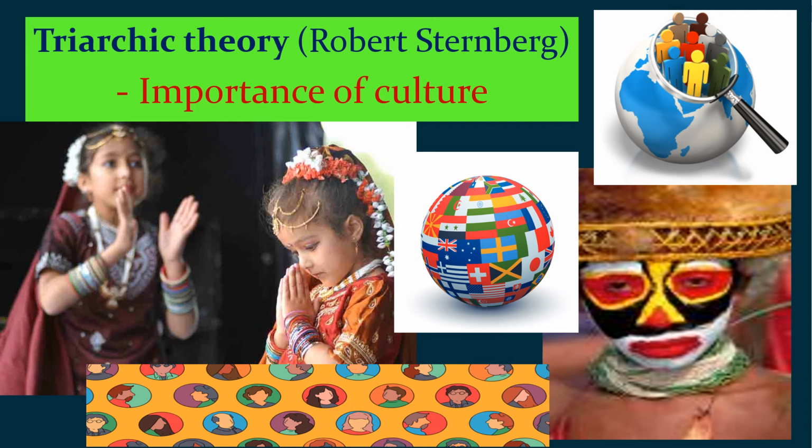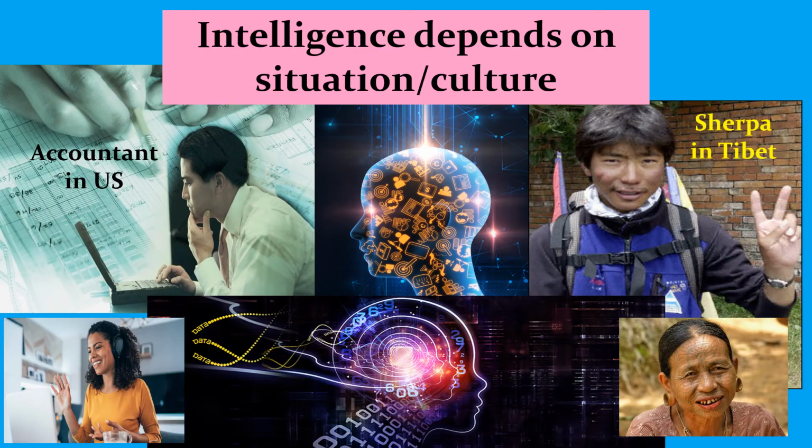Sternberg, who gave us triarchic theory, also said culture is very important when it comes to intelligence. What this means, according to Robert Sternberg, is that what is intelligent in one culture might not be intelligent in another culture. That is, the skills that we need to succeed in a particular culture can vary from one place to another.